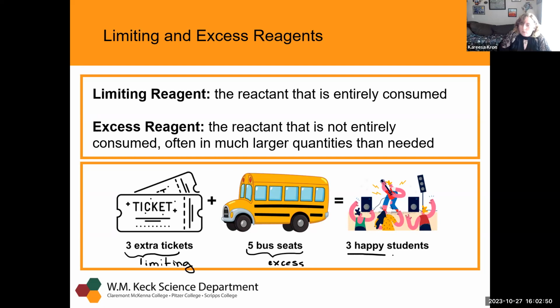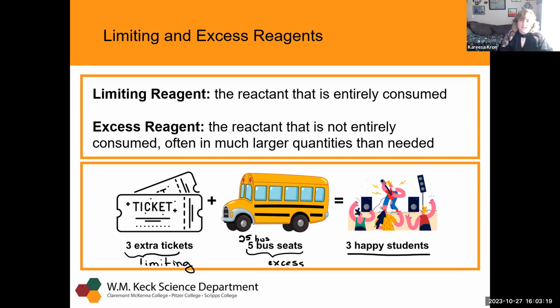So in the end, we're only able to yield 3 happy concert goers, and we're just going to have 2 extra bus seats. So our excess reagent ends up being left over. Now, this could also be true if I had 25 bus seats, but still only 3 tickets. I can still only take 3 people, and I would just have a really empty bus. So the limiting reagent here is the tickets. And if I want to take more students, I need to find a way to get more tickets.